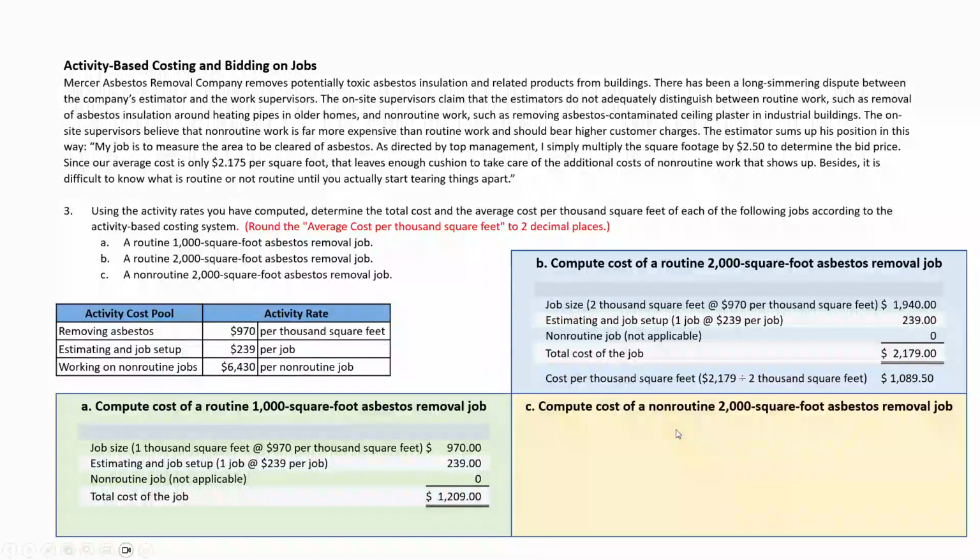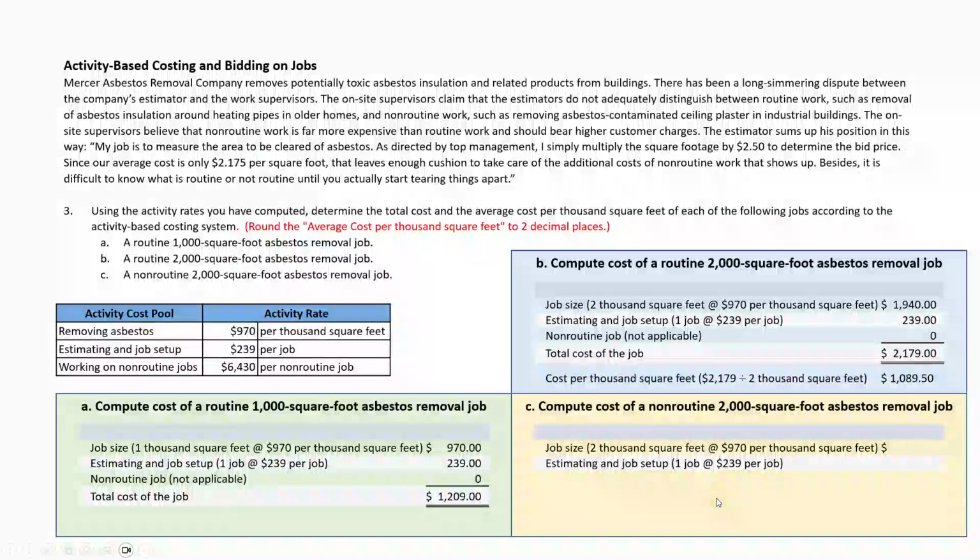$1,089.50. Our last category is a non-routine 2,000 square foot asbestos removal job. I'm going to let you figure out the removing asbestos and estimating and job setup costs related to it. I'll note this isn't a zero that I have here. What I do want to note is this is finally a non-routine job, so we are allocating the $6,430 to it because it is non-routine. Again, I'll let you work through the rest of the total cost and the average cost for that last job.